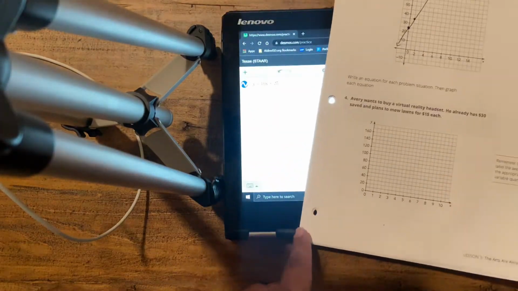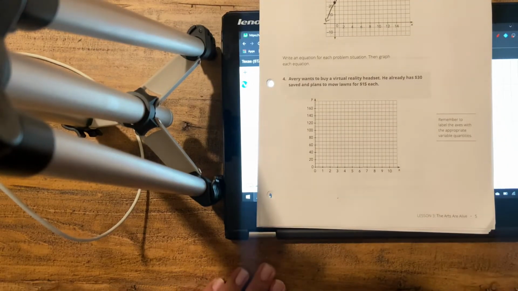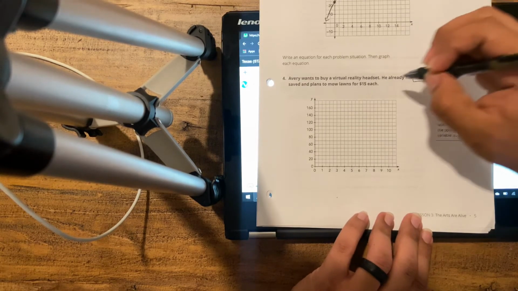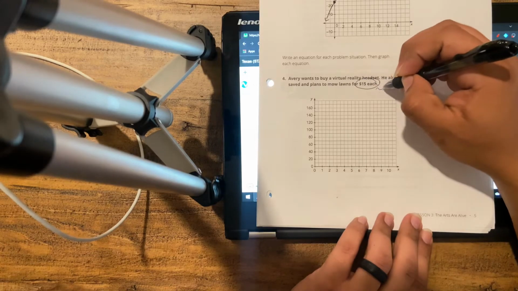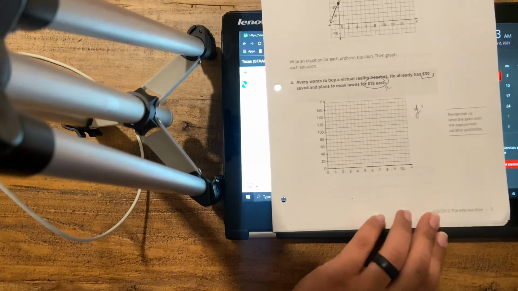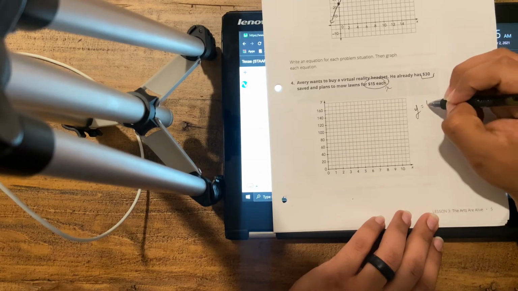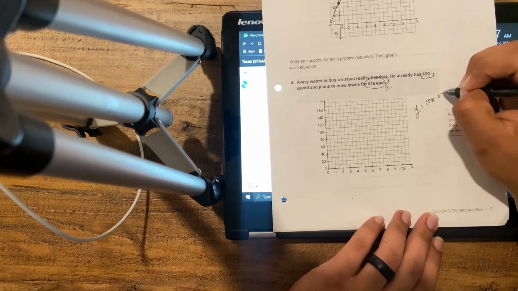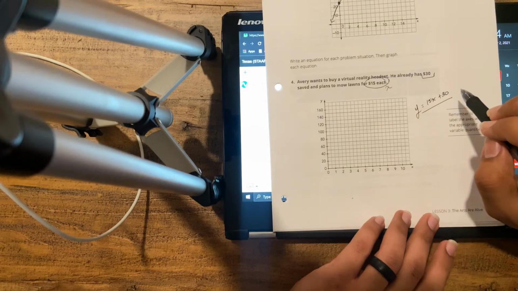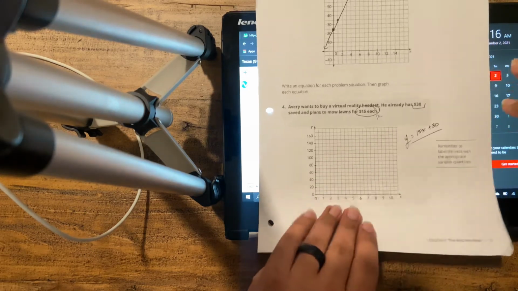I'm going to help you write out the equations. For the first one, Avery already has $30 and 15 each represents my slope. My equation for this problem is y equals 15x plus 30. Please graph that on your own. I would love for Mr. Bolden, Mr. Bowman, or myself to see your wonderful work.